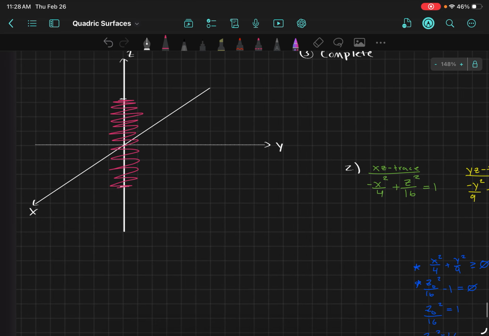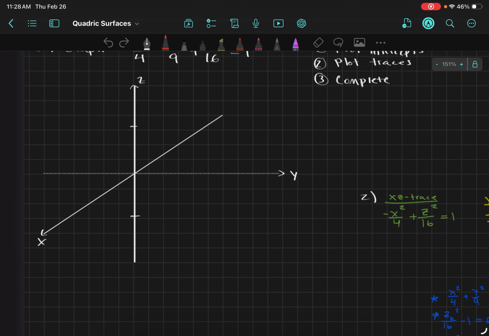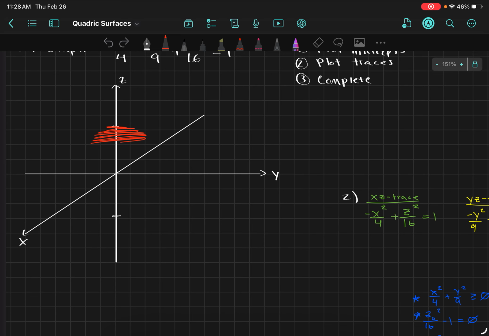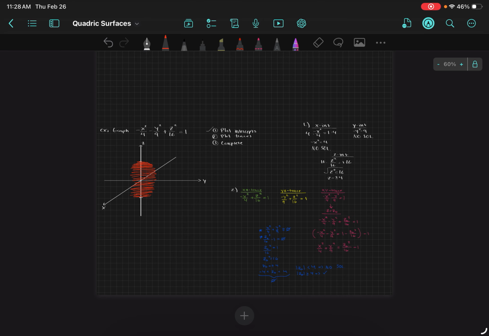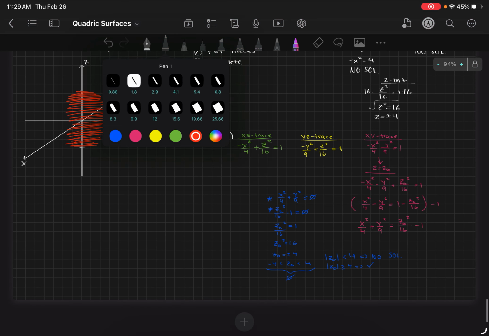Okay. Just keeping that in mind, I'm going to make sure that we know that this area down here is not graphable. It's undefined. Because like we said, x squared over 4 plus y squared over 9 has to be greater than or equal to 0. Therefore, our z naught squared over 16 must be greater than or equal to 1. The absolute value of our z naught must be greater than or equal to 4. So we have all of our traces. Let's go ahead and graph it.